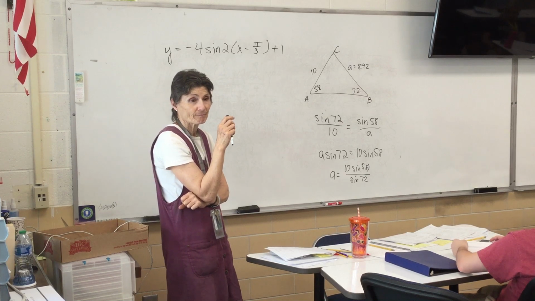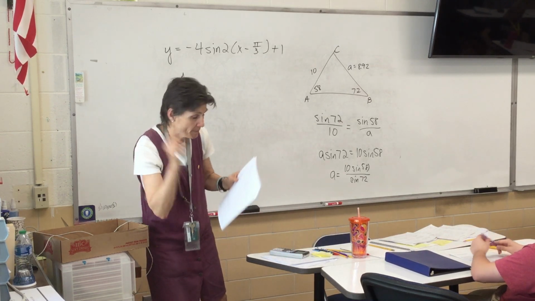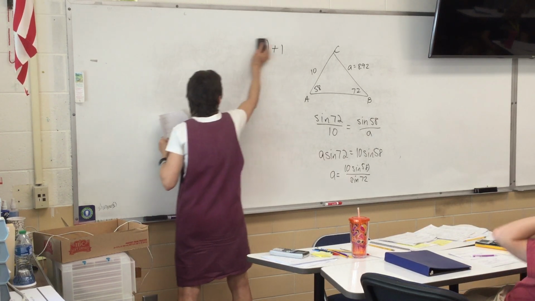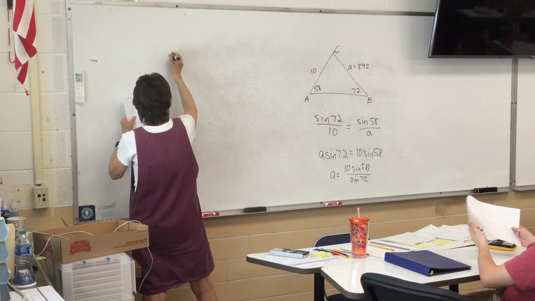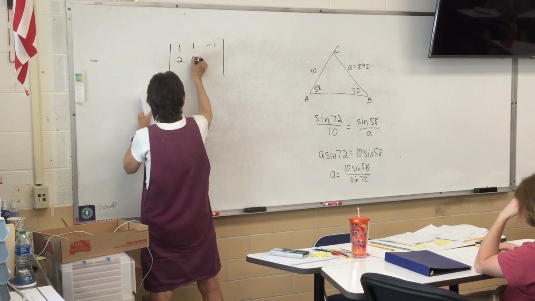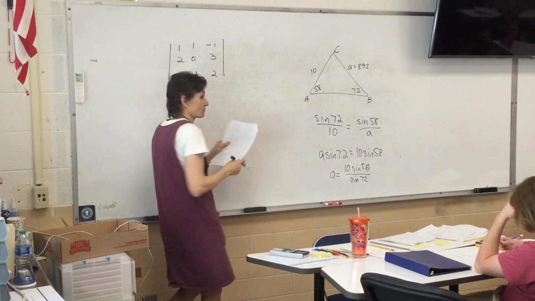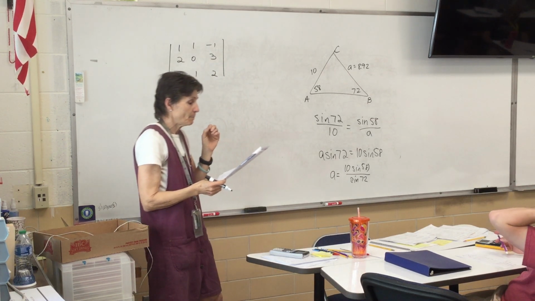Jose? 13B. All right, Jose says we're gonna look at 13B, which is find the determinant of this. Is this A? Is this E? This is 13B.